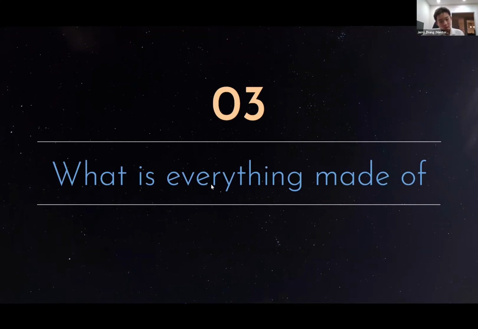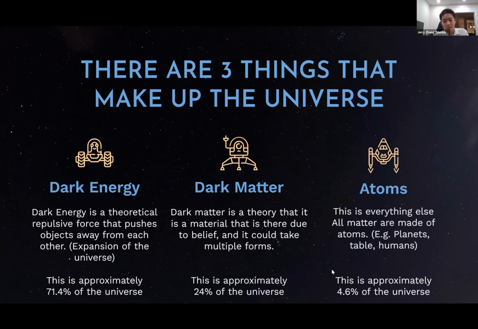Okay, so now we have part 3, which is what is everything made of? So what are we made of? We are in a category of what our desk, space, and the universe are made of. In space, there are 3 categories that make up everything: dark energy, dark matter, and atoms.